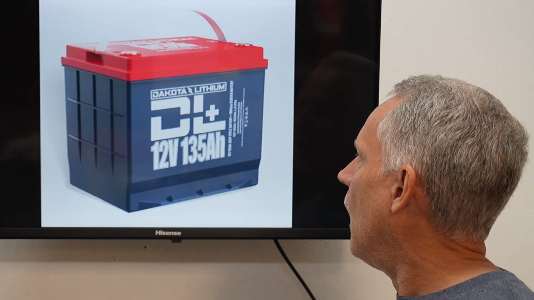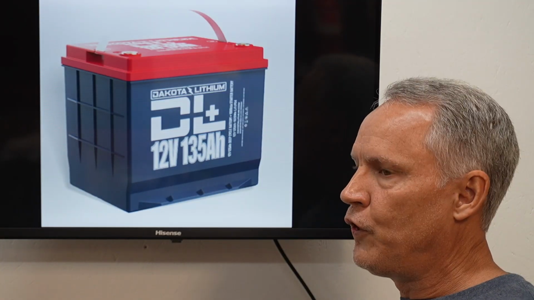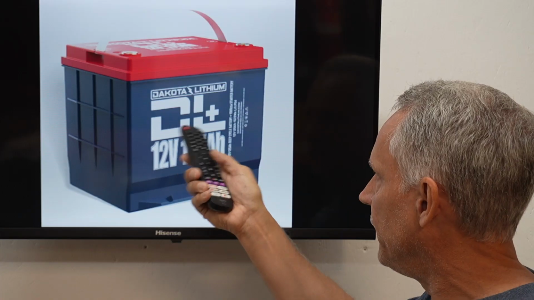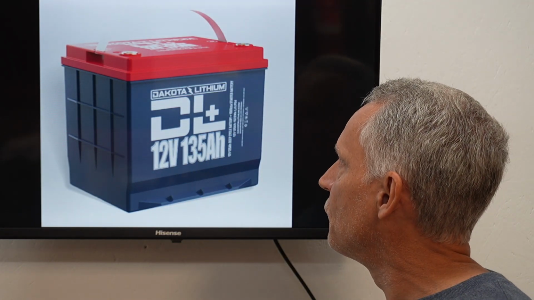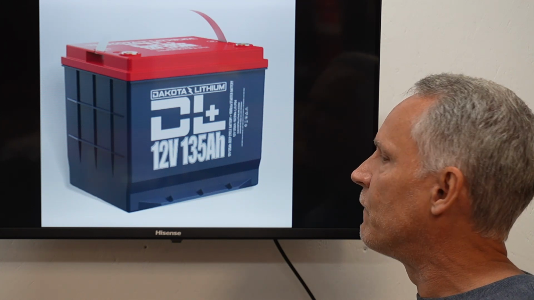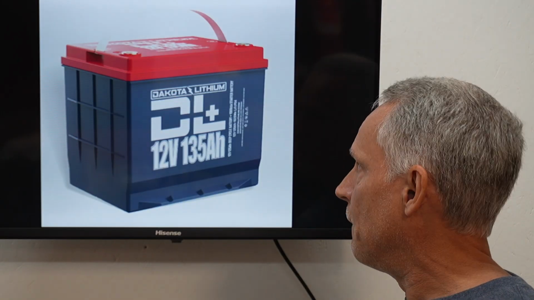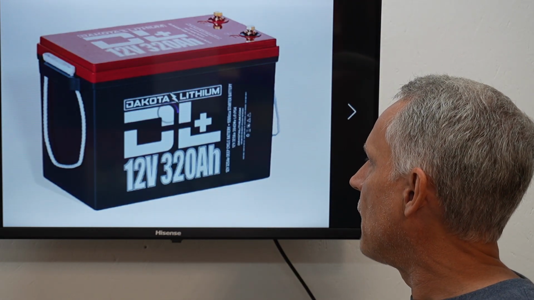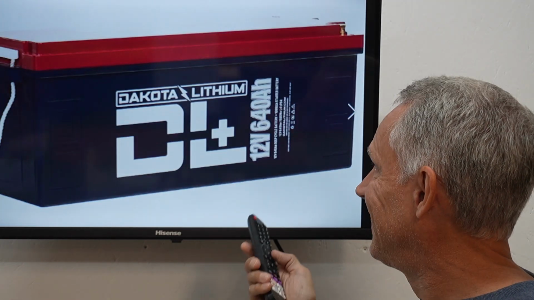Dakota Lithium. They're lithium iron phosphate batteries, and they make huge lithium batteries. They make them starting at dual purpose, which is the DL+, and a Dakota Lithium DL+ battery is dual purpose. They have quite the options. I'm going to show you here in a second. Like, that's 135 amp hour, 320 amp hour, right? So that's a 160 amp hour, and 640 amp hour.